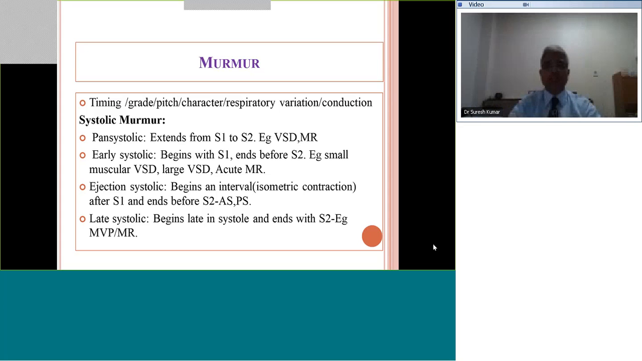Ejection systolic will begin an interval after S1 and end before S2. So there is a gap between S1 and the onset of the murmur, and there is a gap between the end of the murmur and S2. Classic features of AS and PS. In late systolic, the initial part of systole is free. Later part, the murmur appears. It's a feature of mitral valve collapse and mitral regurgitation.